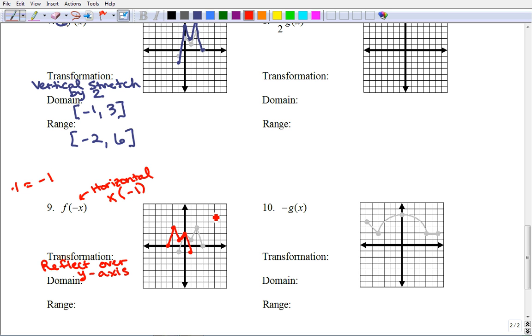Okay, so for the domain, our smallest x value is now -3, and our largest x value is 1. But the range, of course, does not change because we didn't multiply the y values by anything. So it's still at -1, comma 3.